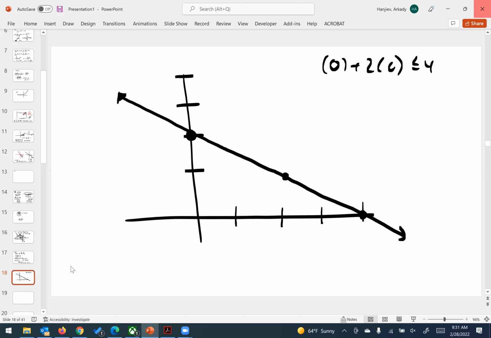Yeah. So that means my shade is going to be this way. And if you want to put like little arrows, that's fine too. If you want to just put a light shade, that's cool too. But here's what I got for this line.